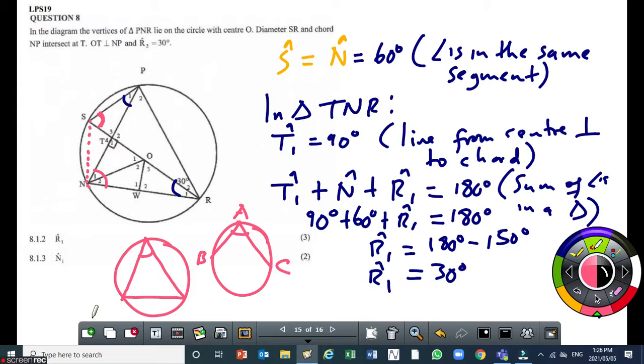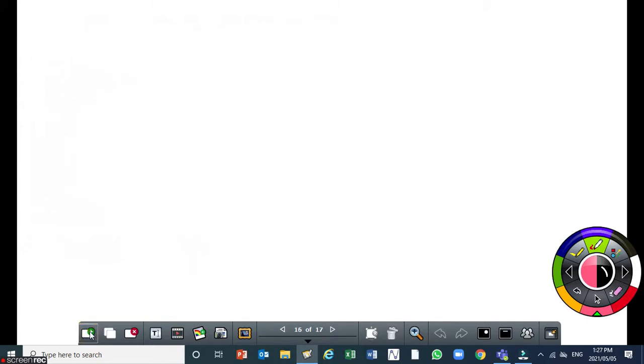N2 is equal to R1 because OR is equal to ON. They are both radii of the circle. So N2 is equal to R1 because they are angles opposite equal sides. So if I find N2, I'm almost there. So I'm going to find N2, for 8.1.3.